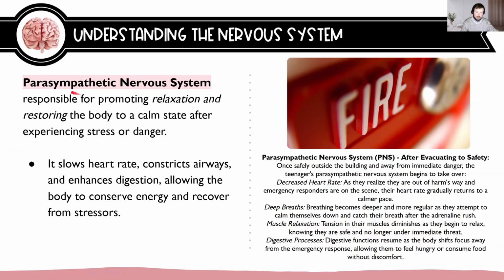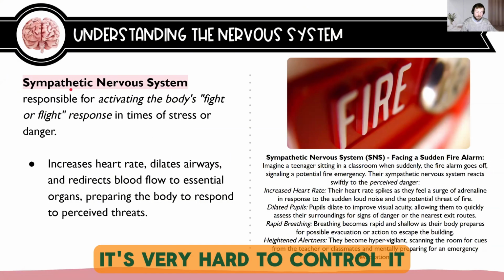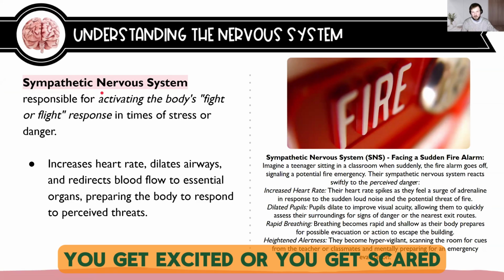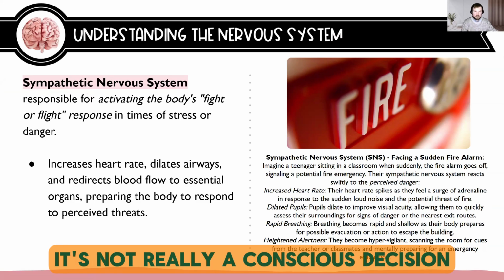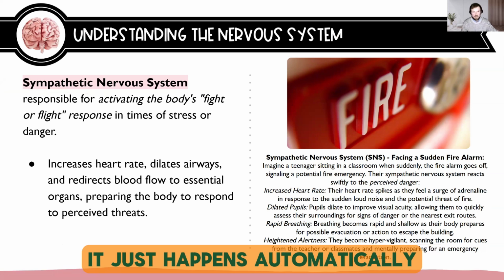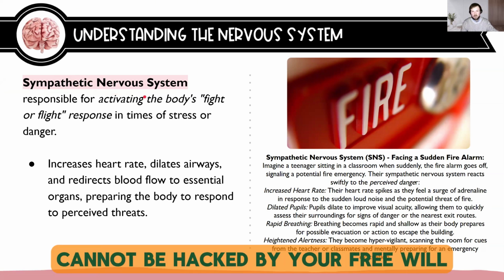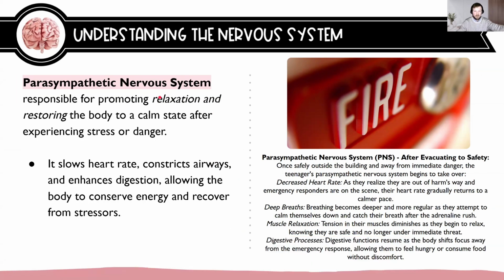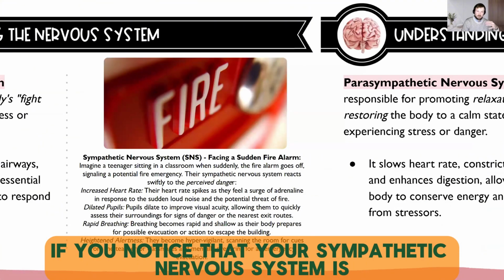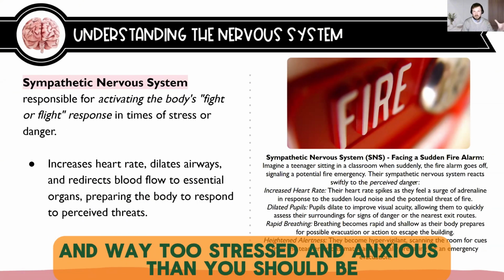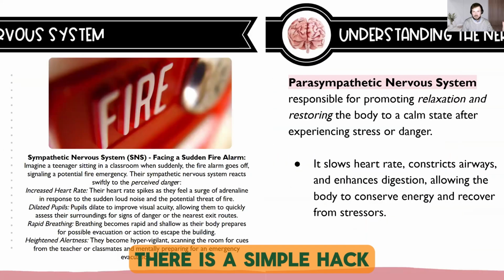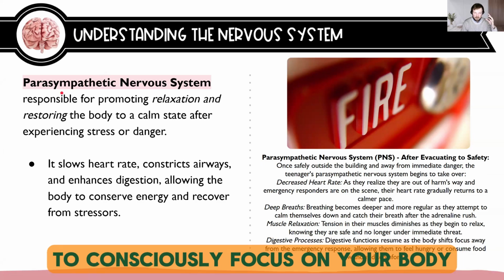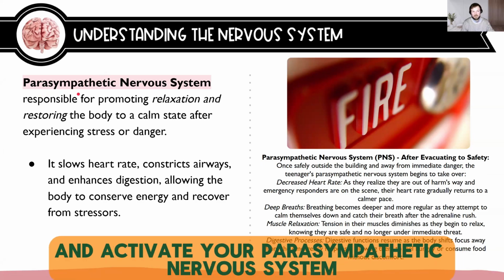Now, I will say, it's very hard to control. You can't control your sympathetic nervous system, right? You get excited or you get scared. It's not really a conscious decision or choice to get excited or scared. It just happens automatically. Sympathetic nervous system cannot be hacked by your free will. However, the parasympathetic nervous system, if you notice that your sympathetic nervous system has gone haywire and you're way too excited and way too stressed and anxious than you should be, there is a simple hack, and it is the only hack that you can do to consciously focus on your body and activate your parasympathetic nervous system.